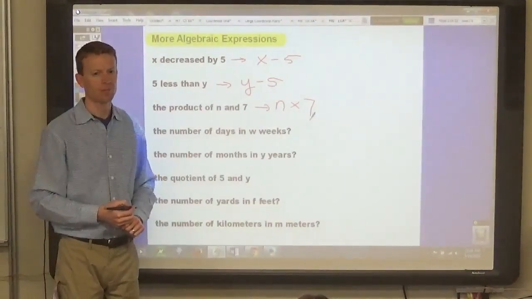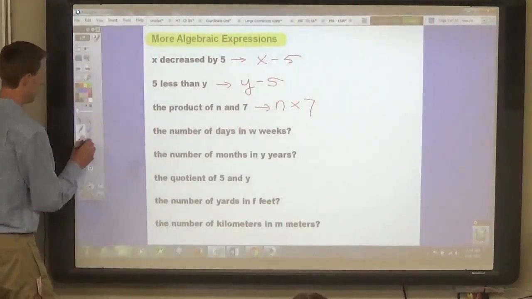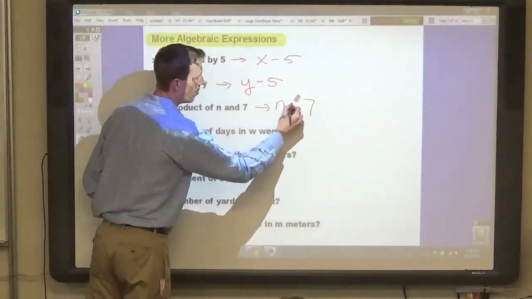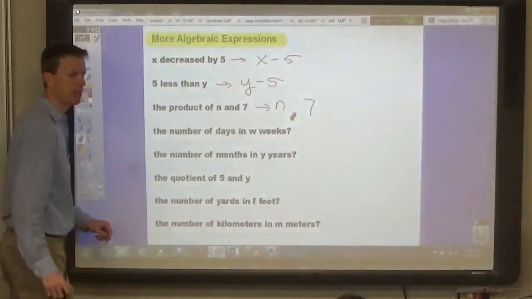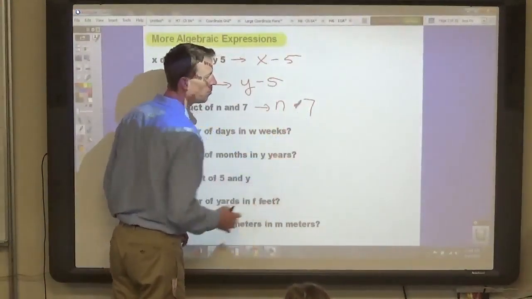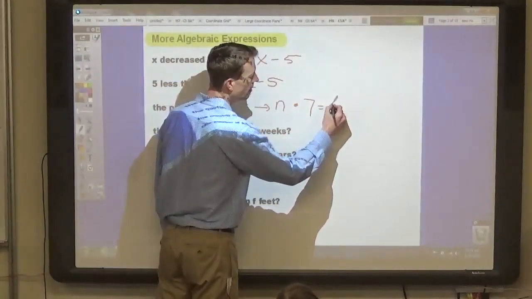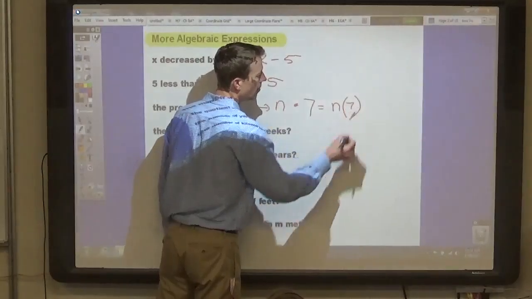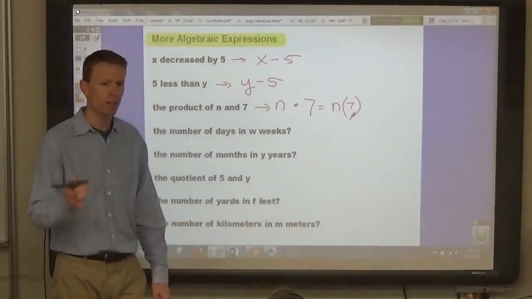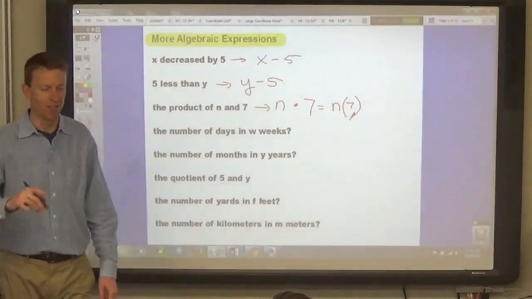The times symbol looks like an x. Yeah. In algebra, yep, you've got to put a dot or parentheses. Right. We can't use an x when you're writing times in algebra. You have to use either a dot, so n times 7 would be okay, or we could write parentheses, n times 7, or we could reverse the order because it's commutative.